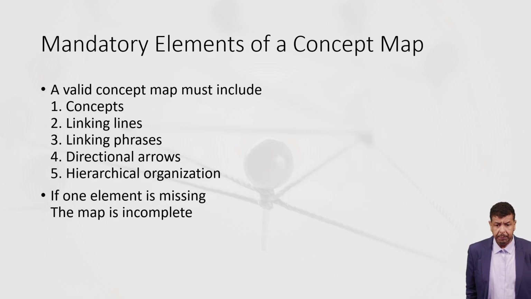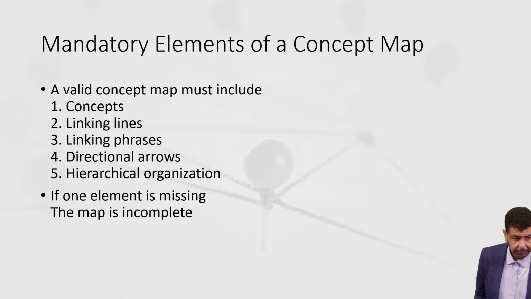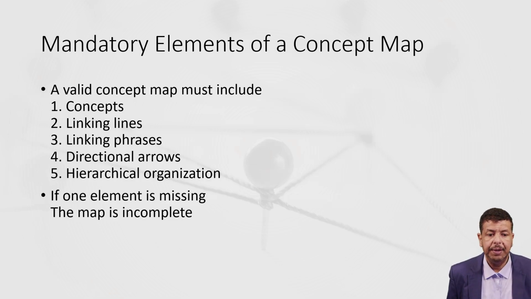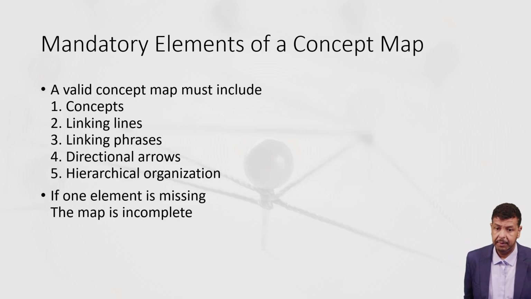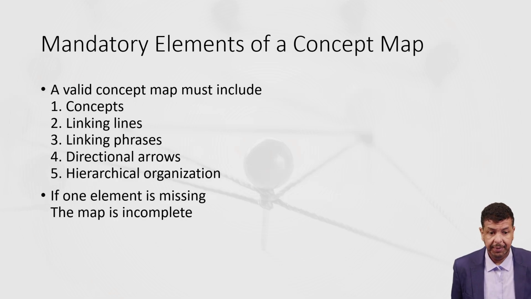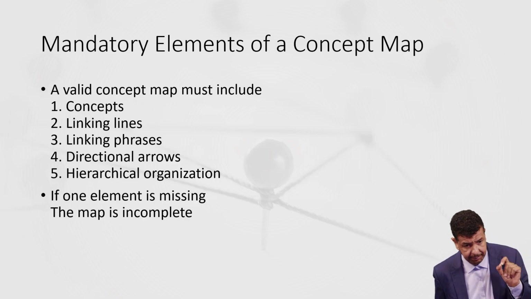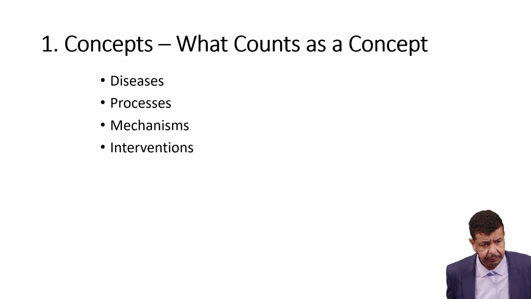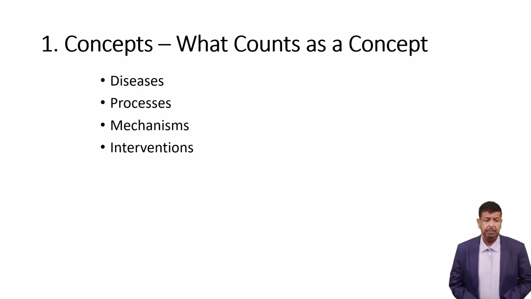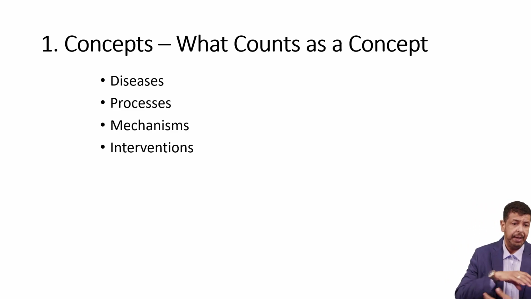In order to develop a concept map in a good way, we need to know the important elements of a concept map. A valid concept map must include the following: the concepts, the linking lines, the linking phrases, the directional arrows, and the hierarchical organization. If any one of these elements is missing, then the concept map is incomplete. Let us start with one: the concepts.